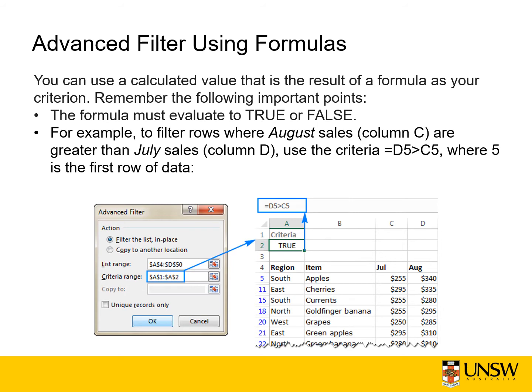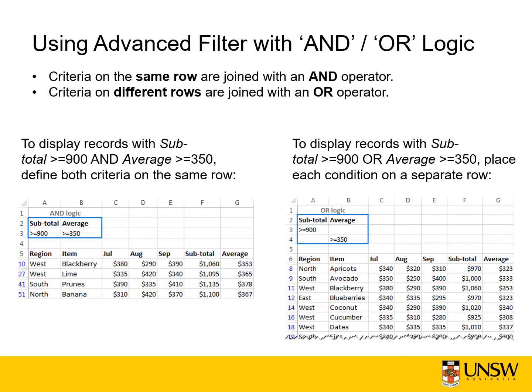For example, to filter rows where August sales that are in column D are greater than July sales that are in column C, type this criteria: equal D5 greater than C5.